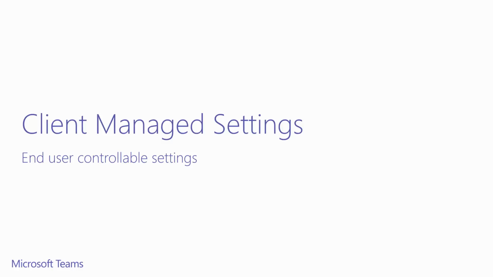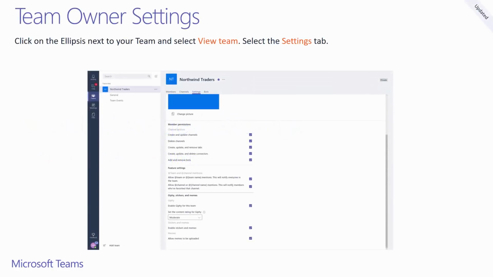Next, we're on to client-managed settings. Team owners can manage many settings on top of what the tenant admins have set. They not only control whether regular team members can add, remove, or update channels, tabs, connectors, and bots, they can also manage whether app mentions are enabled. Furthermore, they can set the content rating settings of Giphies to a more strict setting than what is set at the tenant level.